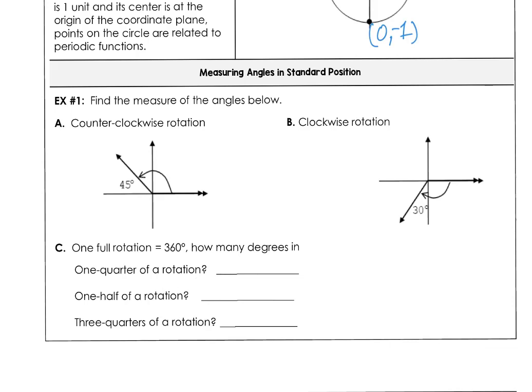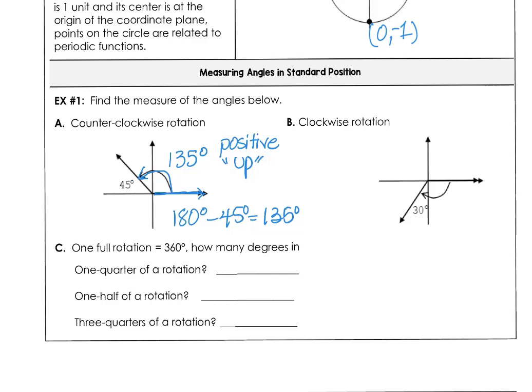In example 1, we're going to find the measure of the angles with the counterclockwise rotation. If this angle here is 45 degrees, then our positive angle is going to be 135 degrees, because we've got to have 180 for a straight line minus that 45 is going to leave us with a 135 degree angle. So when we have a counterclockwise rotation, that's a positive angle. And starting at the initial side here on the x-axis, we go up and around. So a positive angle is moving up in that direction.